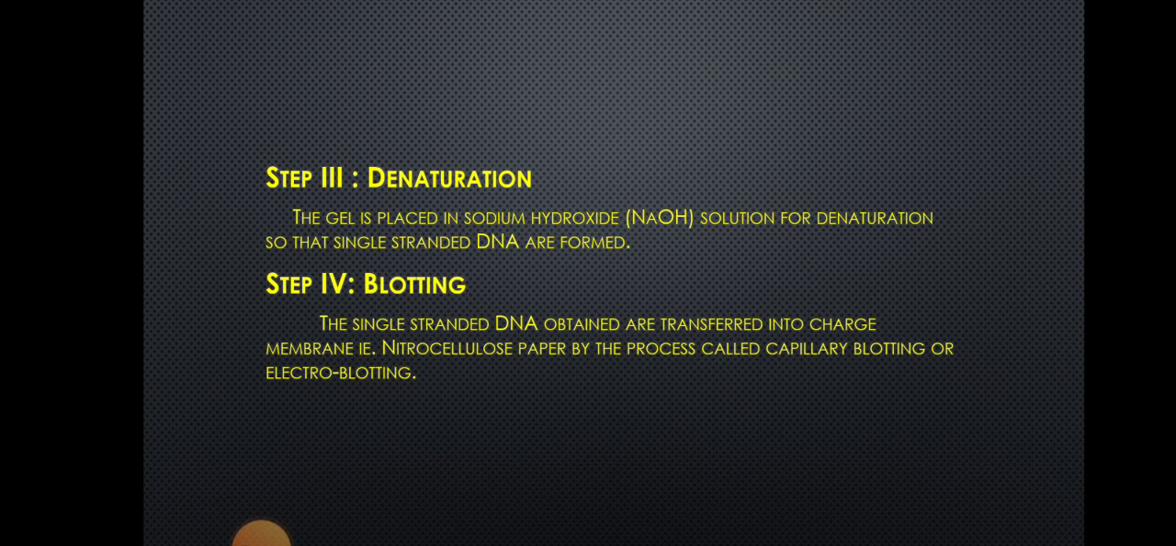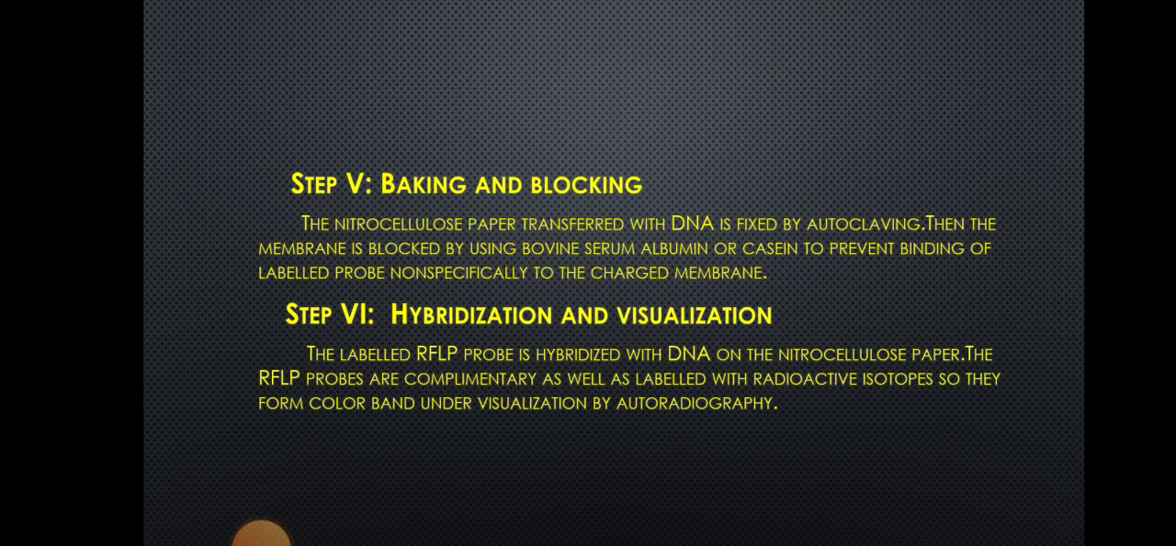Step 4 is blotting. The single-stranded DNA obtained is transferred onto a charged membrane, that is nitrocellulose paper, by the process called capillary blotting or electroblotting. Step 5 is baking and blocking. The nitrocellulose paper transferred with DNA is fixed by baking. Then the membrane is blocked by using bovine serum albumin or casein to prevent binding of labeled probe non-specifically to the charged membrane.